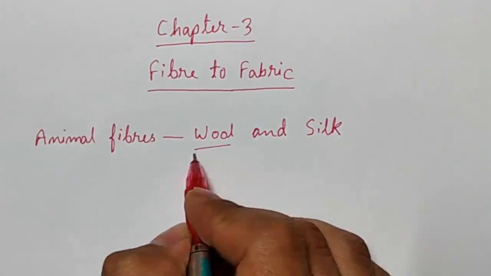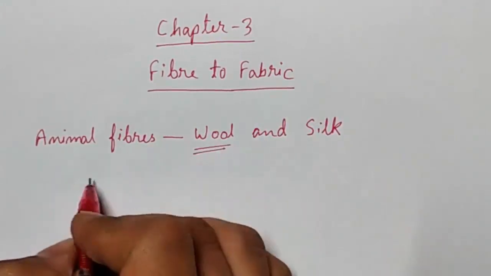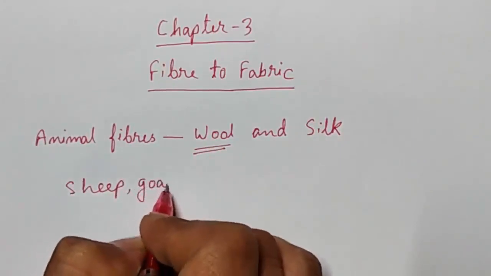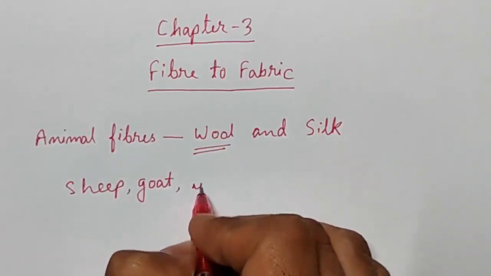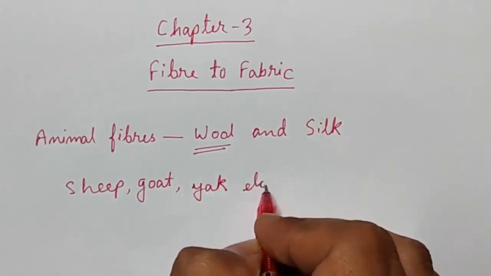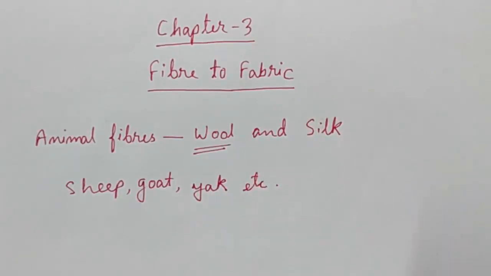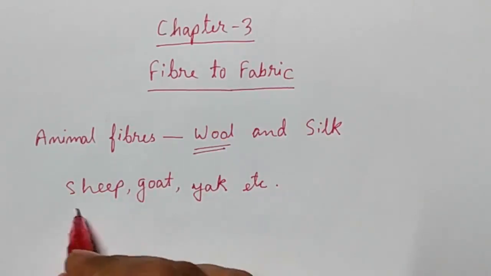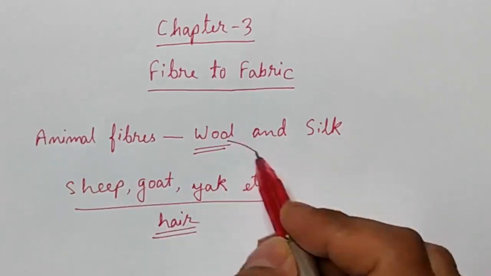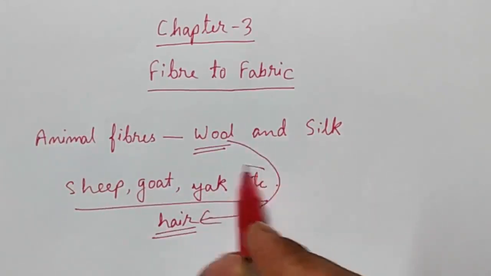Okay, let's see this wool. The wool comes from sheep, goat, yak, and some other animals also. These wool yielding animals bear hair on their body. This wool is derived from the hair of these animals.